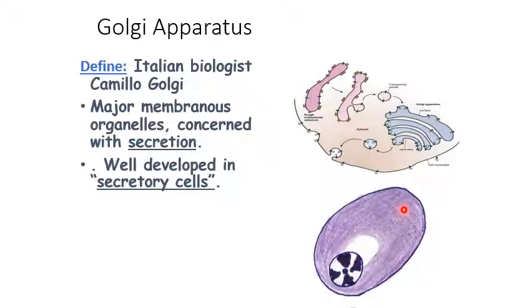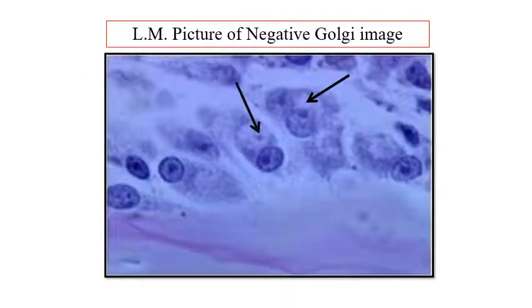As you see, this cell is deeply basophilic, and you can see that there is an area that appears pale. Deep basophilic means that it is a highly protein producing cell, and it appears pale due to the presence of something that is not stained with hematoxylin and eosin, which is the Golgi apparatus. So by hematoxylin and eosin, the Golgi apparatus will not appear, and this area is called the negative Golgi image. Here again is an LM picture of the negative Golgi image.